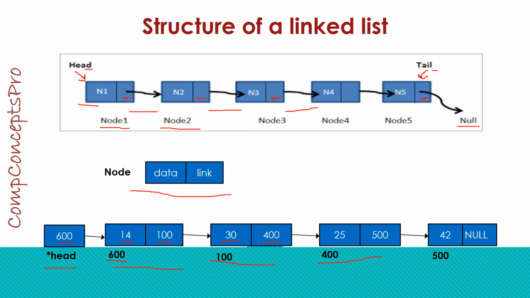So we can reach the memory address 400 in order to traverse to the third node of the linked list. The data of the third node is 25, and the next pointer is storing the value 500. That means the next node is located at memory address 500, and this seems to be the last node of this linked list because its next pointer is storing the value null. That means there are no nodes connected to this particular node, and this is the last node of the linked list. Its data is 42.